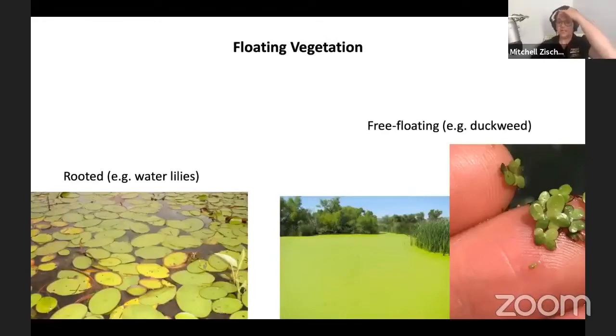Some vegetation floats, and some of this floating vegetation is rooted to the bottom, like water lilies or water shield, and then they have stems that grow up to the top and the plant floats. Or they can be free floating, and so there are a couple of different types of plants. There's duckweed and watermeal. Both of these are tiny, tiny little green plants that float on the surface and can make your pond look just like this. And here you can see actually how small these plants are.